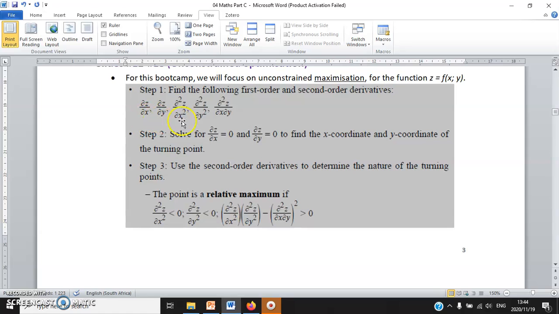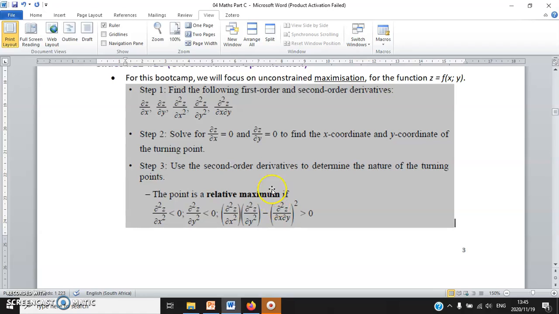Okay, you need to first find out quite a lot of derivatives. The two first order partial derivatives, dz over dx, dz over dy, and then second order derivatives. So this term means you differentiate the function with respect to x twice. So this is your second order derivative. And this one, it means you differentiate the function with respect to y twice. So this is your other second order derivative. And then this one, you see dx, dy at the bottom. It means you differentiate the function with respect to x, and then afterwards you differentiate it with respect to y.